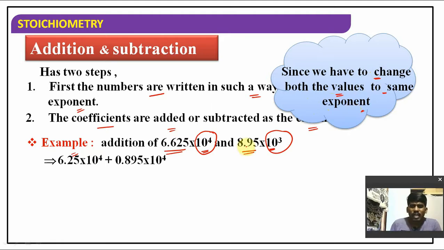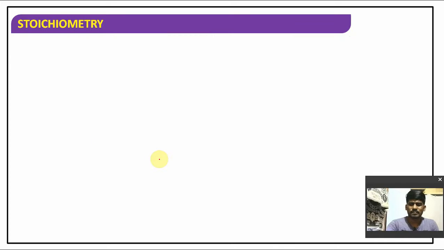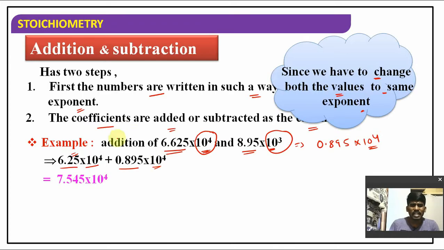So what I'll do, adjust the decimal to the left side. Then what will happen, guys? It will become 0.895 into 10 to the power of 4. Now exponents are the same. So 6.625 into 10 to the power of 4 and 0.895 into 10 to the power of 4, guys. And then if you add it, you will get the answer 7.52 into 10 to the power of 4. Hope you understand, guys. It's very easy. First of all, you should make the exponent values the same. Then you have to go for adding. That is the process you have to do in addition.